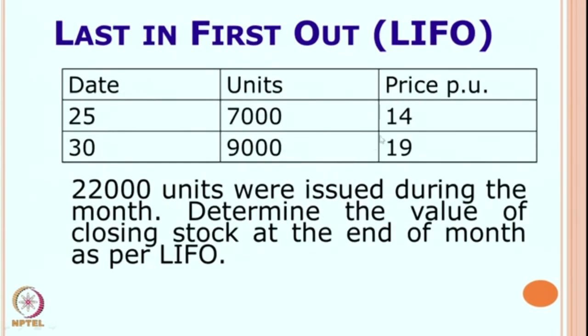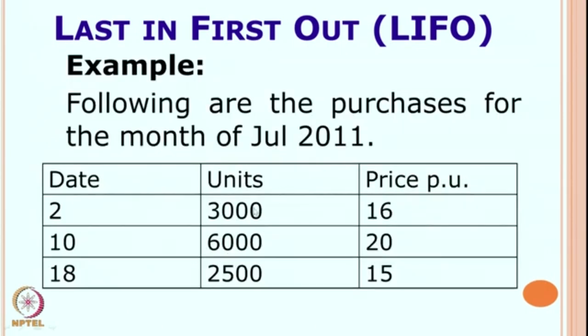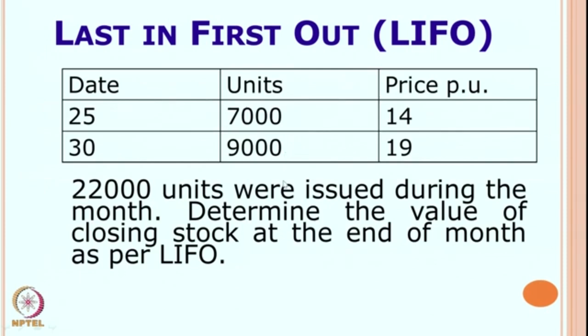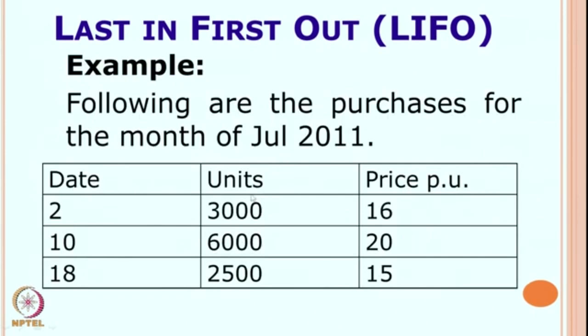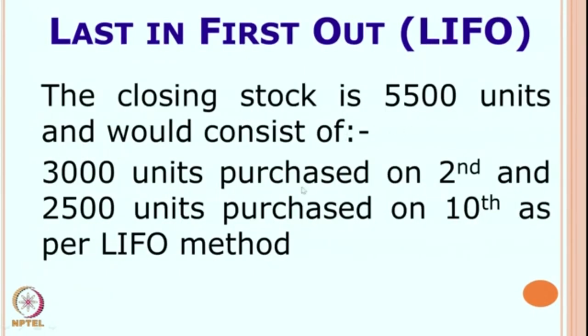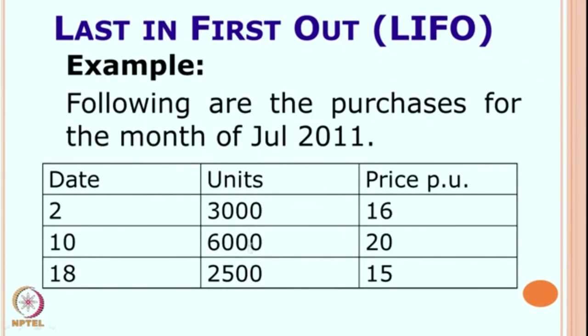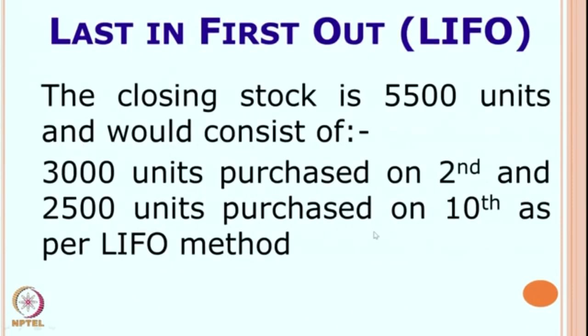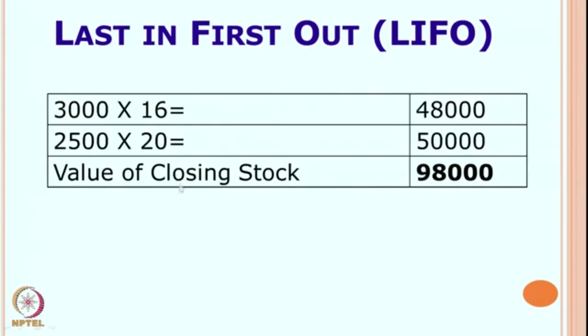Now, the question is stock consists of which items? The older items or newer items? In FIFO method, we had assumed that the older items are issued out and the newer item is in stock. Whereas in LIFO, it is assumed that the latest items have already been issued and the oldest items are in stock. Since our stock is now 5500, we assume that these 4 purchases are already issued, but the oldest item which is purchased on 2nd at 3000 at 16 is still in stock and there are another 2500 from 10th purchase at 20 that is also in stock. So, now you can have a look. So, 3000 units purchased on 2nd and 2500 units purchased on 10th. So, the stock is now 3000 into 16 and 2500 into 20. So, value of closing stock is 98,000. Are you getting?